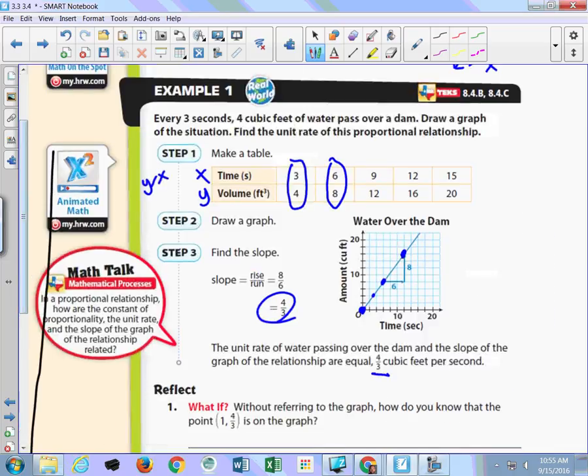And you can look at your graph. Here's my y, here's my x. That tells you your label. Cubic feet per second, y to x.